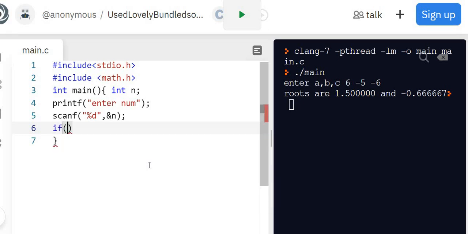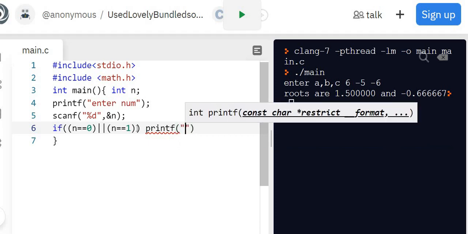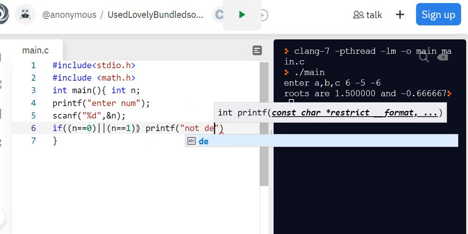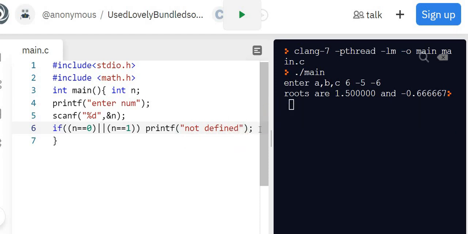So if user can enter any value, so if n is equal to 0, this condition is there, then we must say that it is not defined. Okay. So if this is the condition, or n is 1, still it is not defined. So in both these conditions, we must say that it is not defined. So printf not defined.